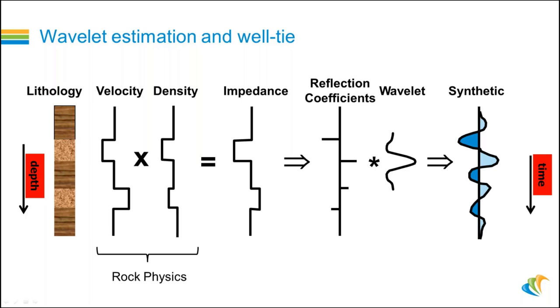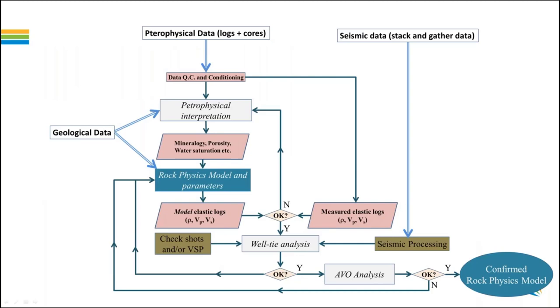There is a general workflow, as you can see here. Maybe the font is a bit small, but it describes what I have described so far: you start from the pure petrophysical data, you do rock physics modeling, you compare the results between the measured and modeled logs, then you go to the seismic and check against the seismic. If you are happy, that's fine. If not, then you go back to your petrophysics and do the iteration again, until you are happy with your rock physics model or with your comparison between the synthetic and seismic.